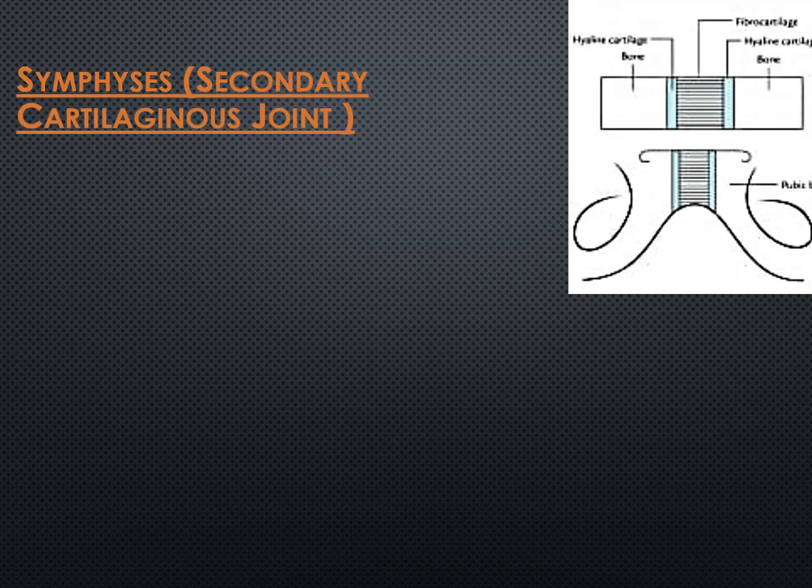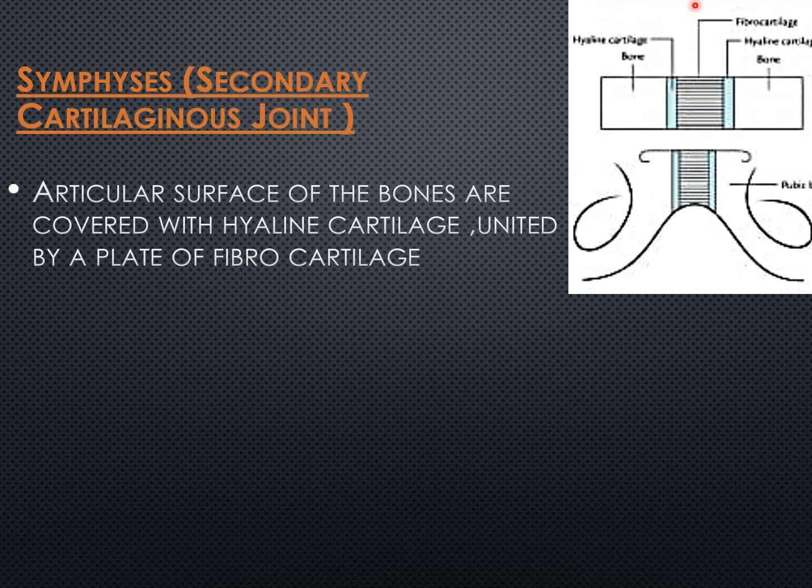Now coming to symphysis. Symphysis is the secondary cartilaginous joint. How is this different from the primary cartilaginous? In primary cartilaginous joint, there is a plate of hyaline cartilage between the two bone ends. Here, the two bone ends are lined by hyaline cartilage, and intervening between the two hyaline cartilages, we get a plate of fibrocartilage. So that is the secondary cartilaginous joint. The articular surfaces are covered by hyaline cartilage, and they are united by a plate of fibrocartilage intervening between them.